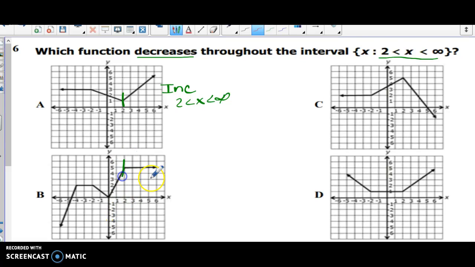Here at 2, this one is a constant. It's the same number every time. It's equal to 5 every time, all the time. For this one at 2, this is our decreasing from 2 to infinity. And this one again is moving up from 2 to infinity, so this would be increasing. So the decreasing one is C only.